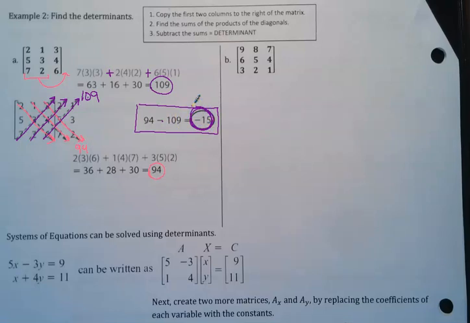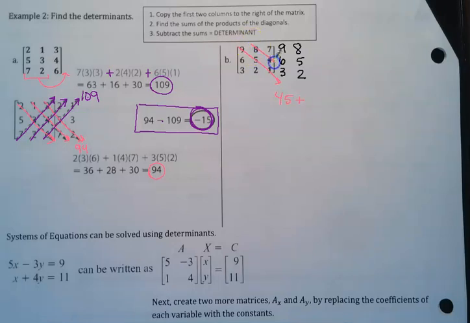All right, so let's try this with B. Okay, so our first step is to rewrite the first 2 columns. So I'm not going to copy everything down here. I'm just going to go here. So I've got 9, 8, 6, 5, 3, 2. Okay, so let's start our major determinants. 9 times 5 times 1, I'm going to write as 45. I'm not going to write 9 times 5 times 1. I'm going to go ahead and write it out.